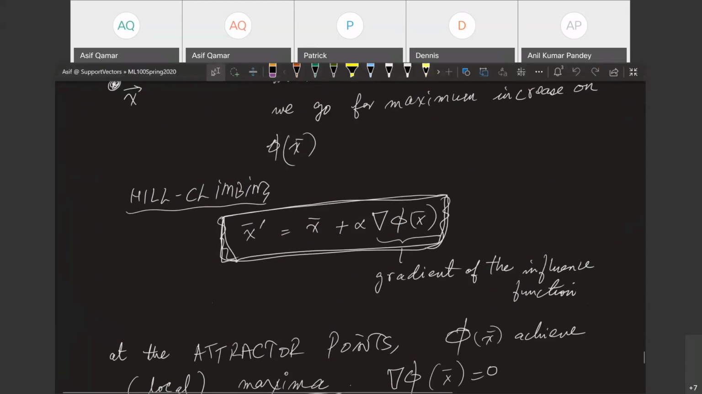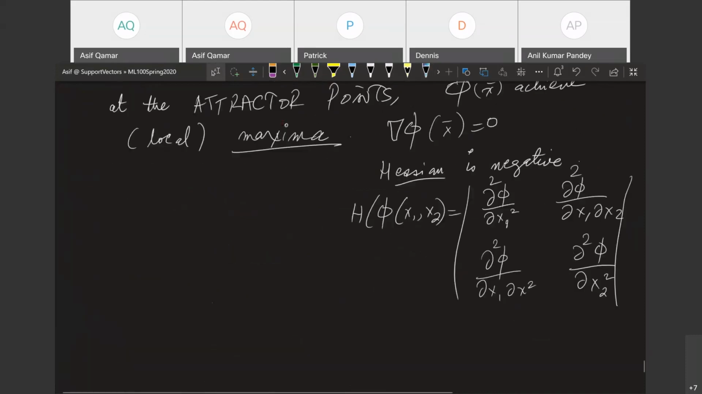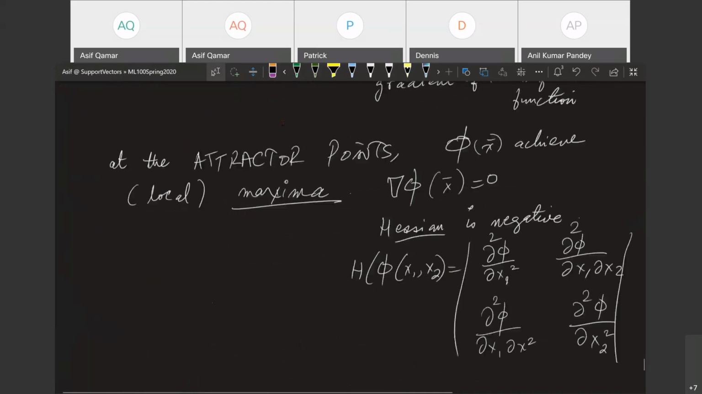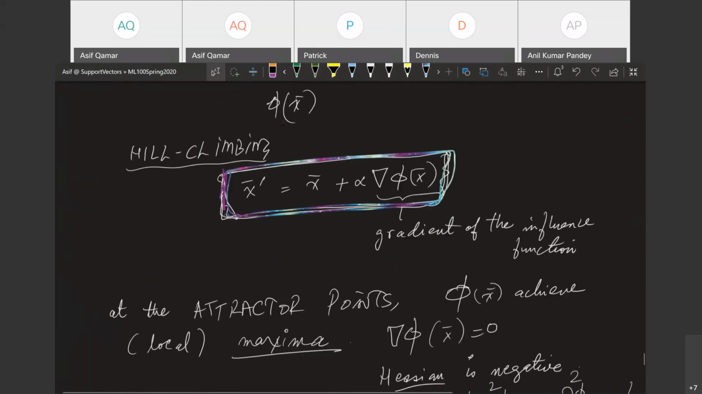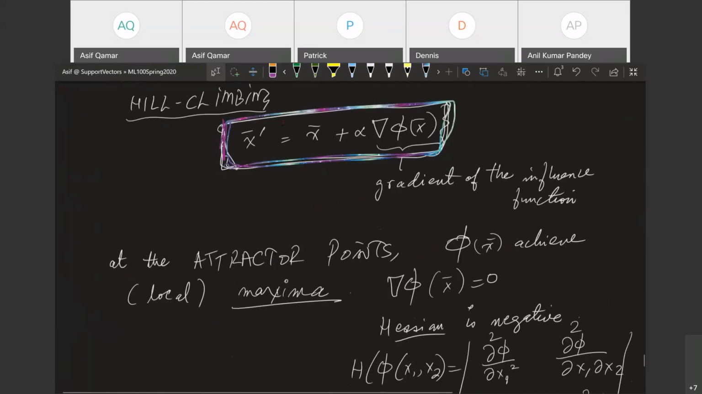And I wish I could, let me see if I can color it somehow so that we remember it. Let me see. This is it. This crucial algorithm is the hill climbing algorithm. And the points we find are the attractors, the maxima. How do you know a point is the maxima? At that point, the gradient will disappear.